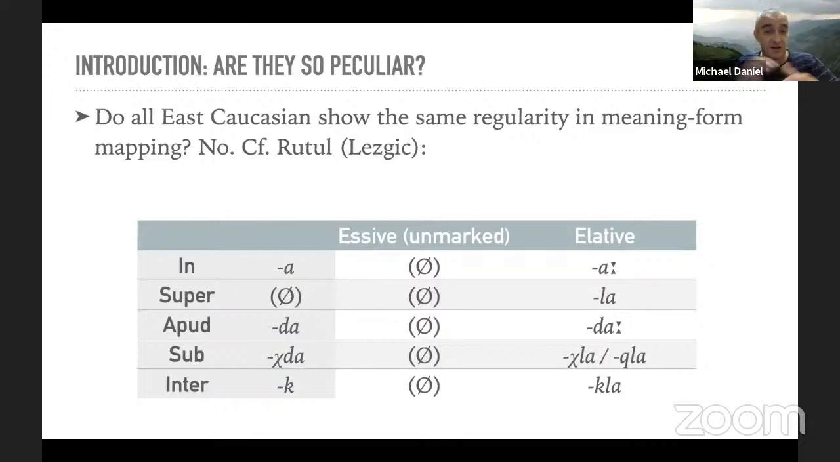So in a sense, Rutul does not look anything near the perfect situation of Archi. I wanted to give you this example to show that there is some variation in the regularity and transparency of the spatial paradigms across East Caucasian languages. But Rutul is a champion. To the best of my knowledge, it's the language which, while it has some kind of spatial paradigm, does not do that in a proper East Caucasian transparent cumulative way.